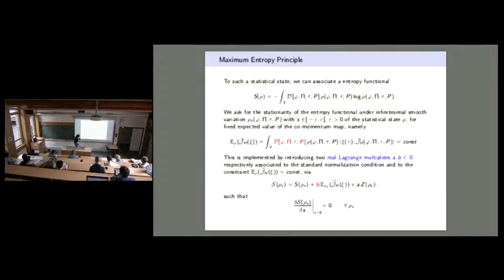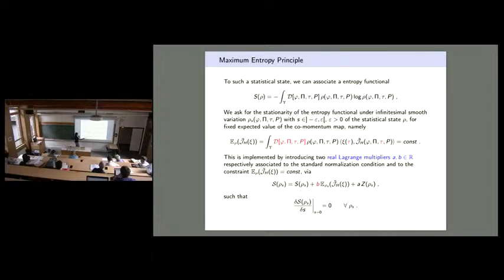And I think it was here. Yes, okay. Yes, we calculate the entropy over this state. Now we ask for stationarity of this entropy with a constraint that some macroscopic object, which is the momentum map, in expected value is constant. So this, which now we can calculate properly.